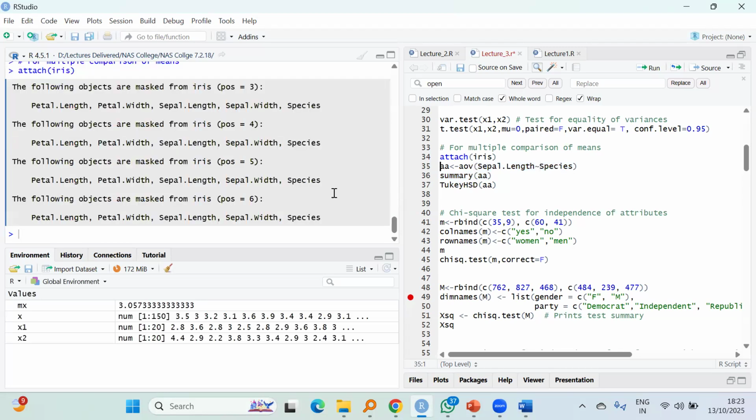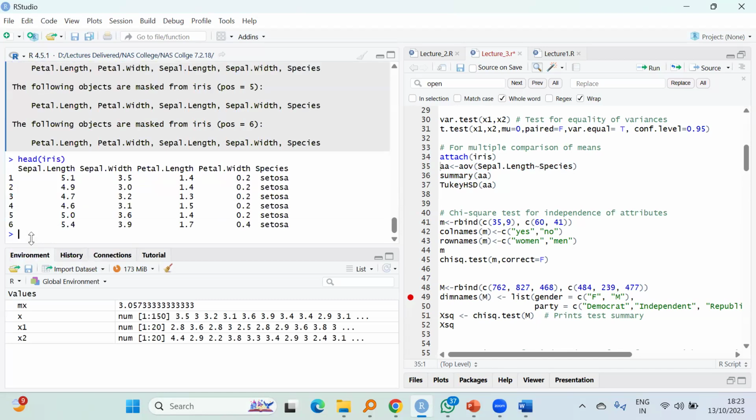Attach we have already done, and in this case head, iris. So our data should be like in that format. One is the categorical variable, species, and that variable should have at least 3 categories. And all these variables or any one of these variables will independently be normally distributed as per the category.